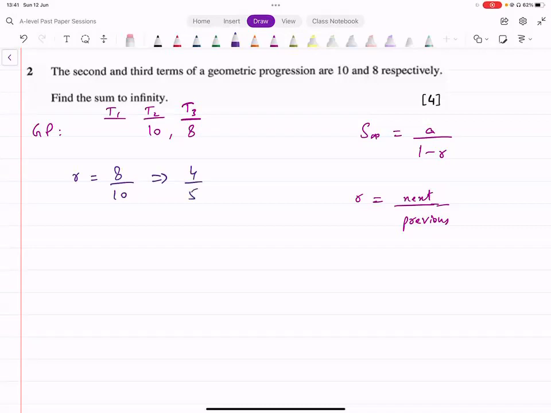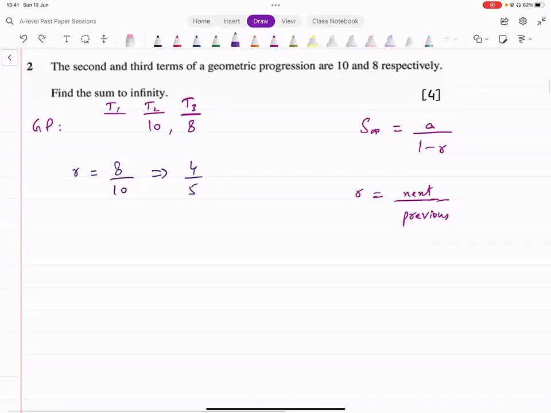Okay. Now the only thing that you need now is this value of a. What can we do for that? We can use the same thing for term 2 and term 1. So what we've done here essentially is we've said ratio equals T3 over T2, right? We divided T3 and T2. You can do the same thing for T2 and T1.